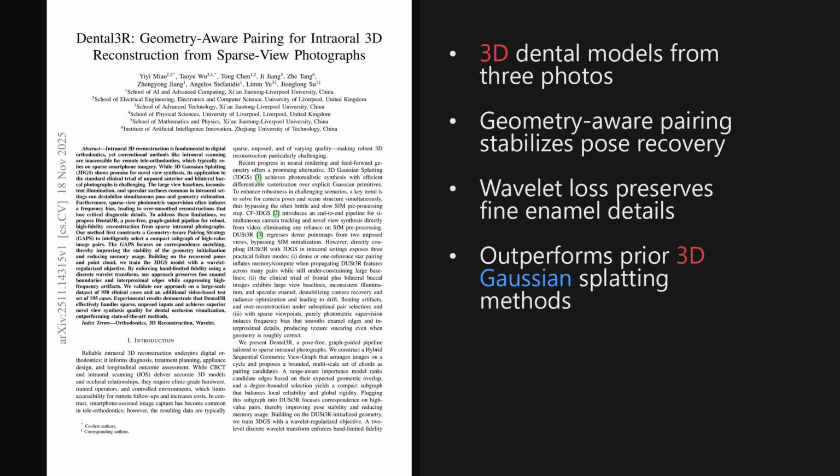I'm Alex. Today we are looking at a paper trending on X, published on November 18, 2025, about 5 days ago. It introduces Dental3R, a pose-free, graph-guided pipeline that reconstructs detailed three-dimensional teeth and bite geometry from just 3 unposed smartphone photos, reaching PSNR 33.89, SSIM 0.949, and LPIPS 0.137, and clearly beating strong three-dimensional Gaussian splatting baselines on novel view quality. The paper is titled Dental3R, Geometry-Aware Pairing for Intraoral 3D Reconstruction from Sparse-View Photographs. And, as we will see later, the implications for remote orthodontic care are quite significant.